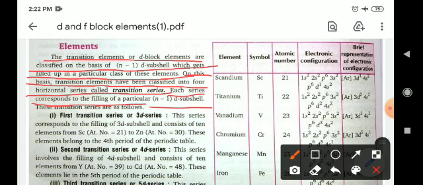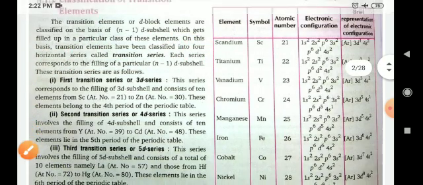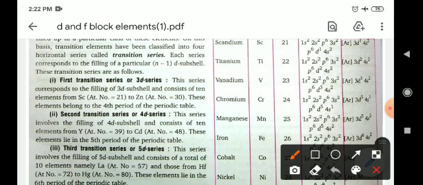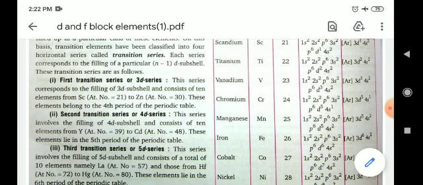The first transition series is the 3D series. This series contains 10 elements from scandium to zinc, that is, atomic numbers 21 to 30. The second transition series is the 4D series. This series involves the filling of the 4D subshell and consists of 10 elements from yttrium to cadmium, atomic numbers 39 to 48, and these elements lie in the fifth period of the periodic table.